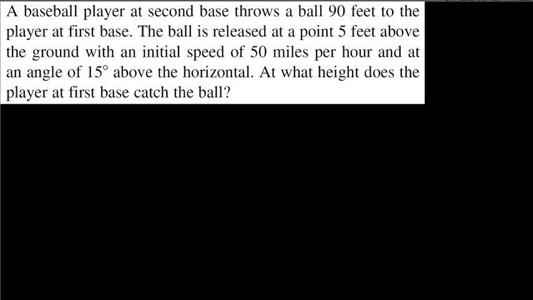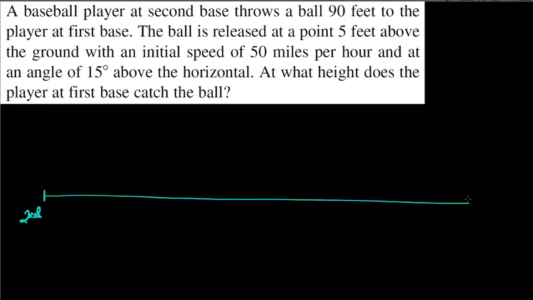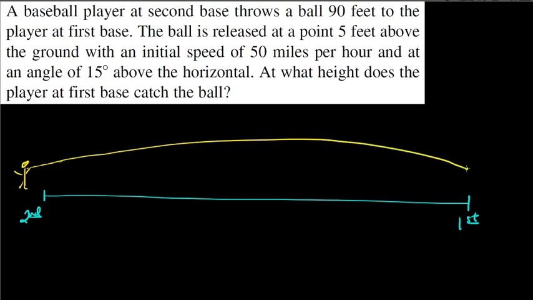Okay, so we have a lot going on here, right? So let's just draw the picture. Here's the ground. Okay, so here's second base, and here's first base. And so we have the player over here, throws the ball at an angle of only 15 degrees, right? So not very steep. And then the player at first base catches it. And the question is, what's the height of the ball at the moment the player catches it at first base?